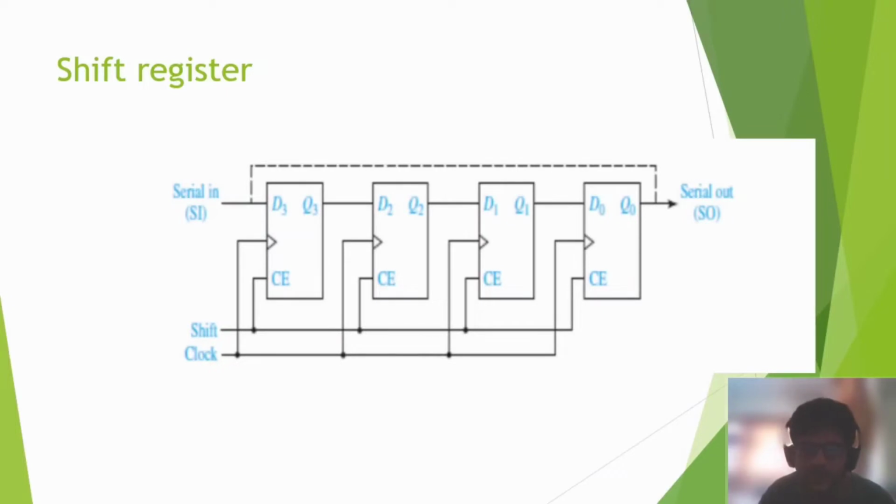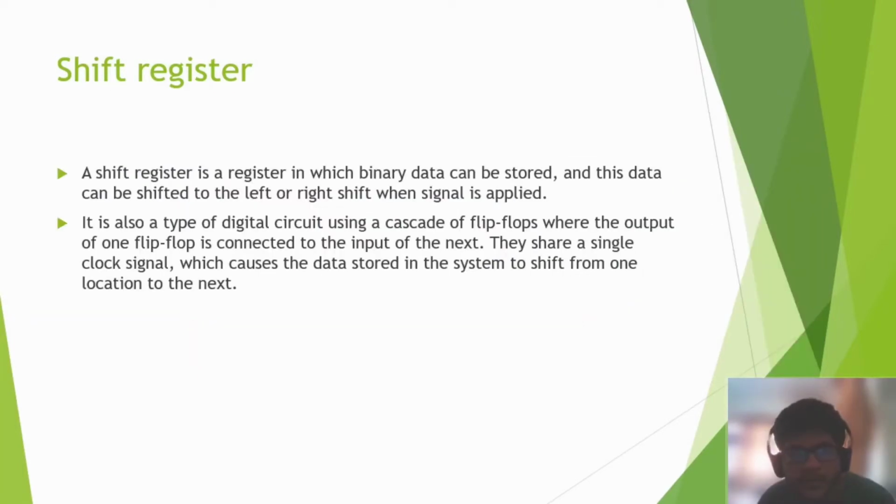After 4 clock cycles, the first bit of data gets shifted from D3 to D0. Similarly, the second bit of data gets shifted from D3 to D1, the third from D3 to D2, and the fourth bit of data is stored in D3, with all flip-flops storing one bit of data. This as a whole is known as a shift register. So, a shift register is a register in which the binary data can be stored and this data can be shifted to the left or to the right when a signal is applied.